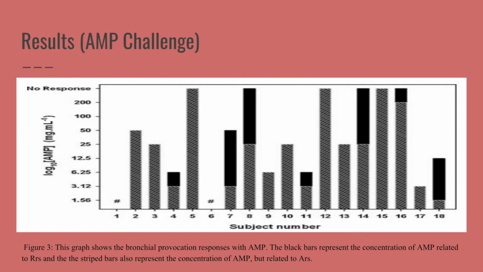The AMP challenge provided data that showed ARS variables had a positive response when related to lower AMP concentration than RRS variables. This graph shows the bronchial provocation responses with AMP. The black bars represent the concentration of AMP related to RRS, and the striped bars also represent the concentration of AMP but related to ARS.